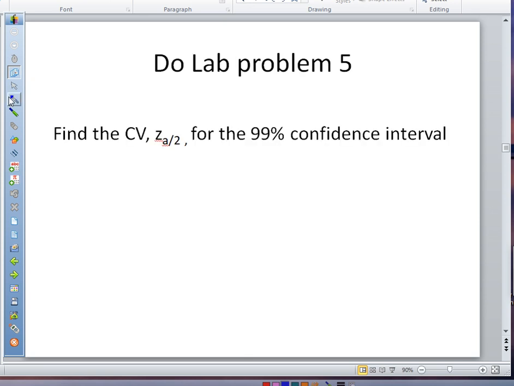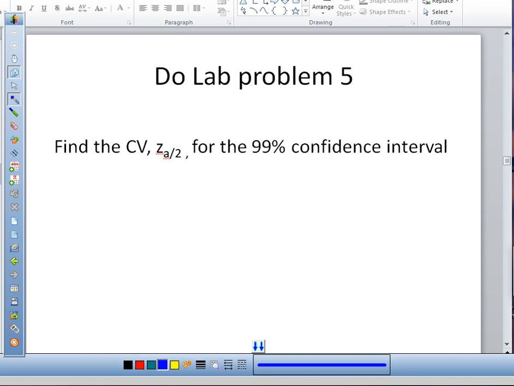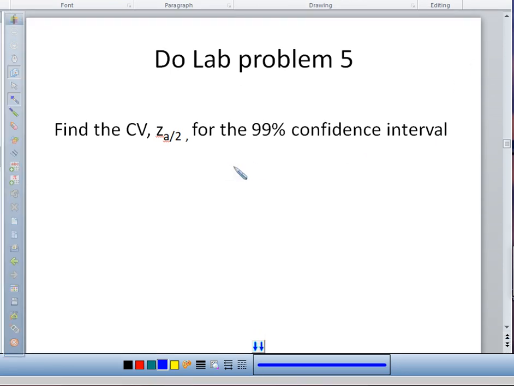All right, so you guys pause this and do lab problem 5. Find the critical value, in other words, z alpha over 2, for the 99% confidence interval. And again, that's just from the table we did earlier. And go ahead and round that to 2 decimal places. So go ahead and look that up from the table from earlier and pause this.